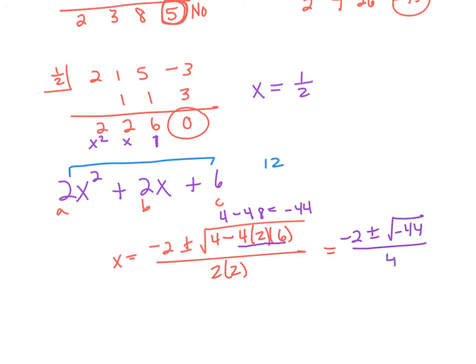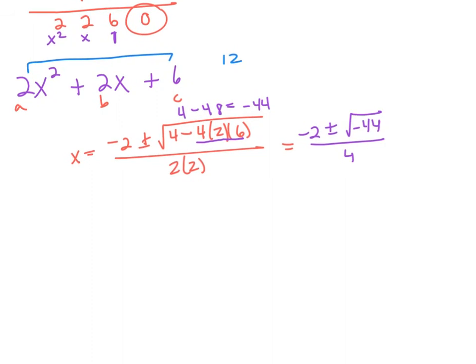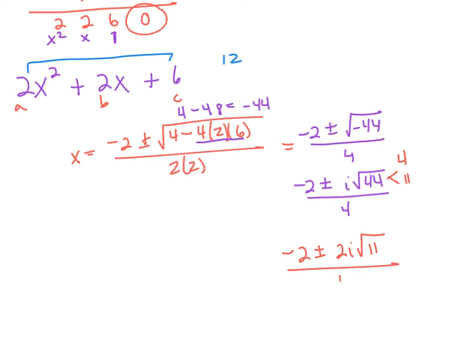all over 4. So we have -2 plus or minus i times the square root of 44 all over 4. You guys saw I brought in an i because we were square rooting a negative number. Now that it's positive, we can break apart 44. 4 fits in 11 times. So that gives us -2 plus or minus 2i square root of 11 all over 4.